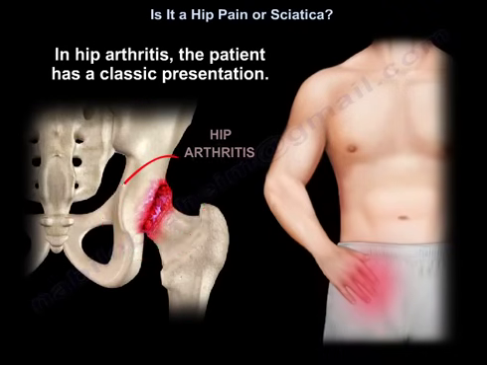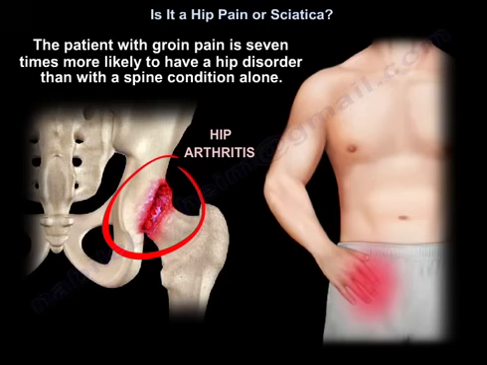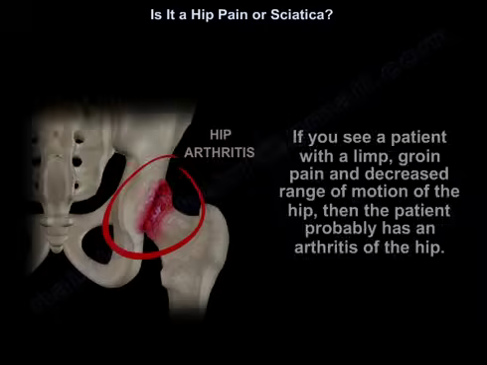In hip arthritis, the patient has a classic presentation. The patient will have hip and groin pain. The patient will be limping and will have an antalgic gait. The patient with groin pain is 7 times more likely to have a hip disorder than a spine condition alone. If you see a patient with a limp, groin pain, and decreased range of motion of the hip, then the patient probably has an arthritis of the hip.